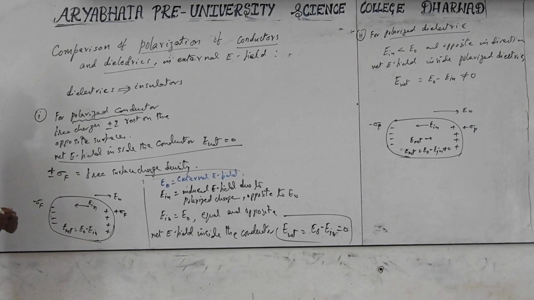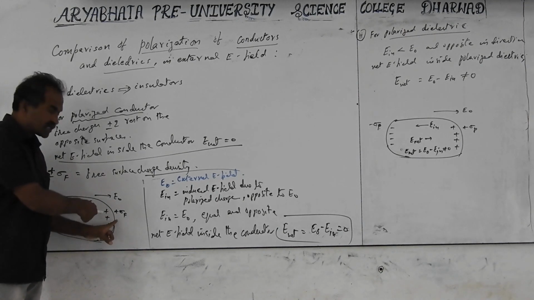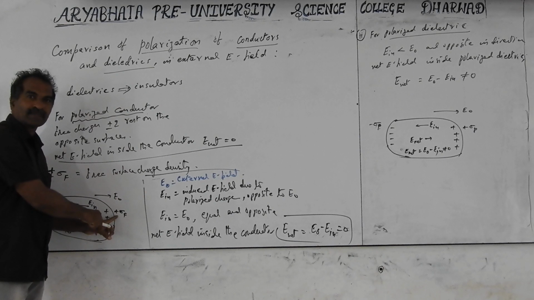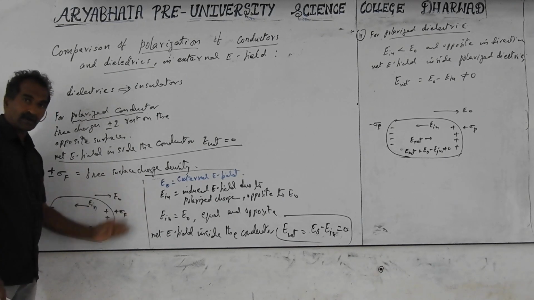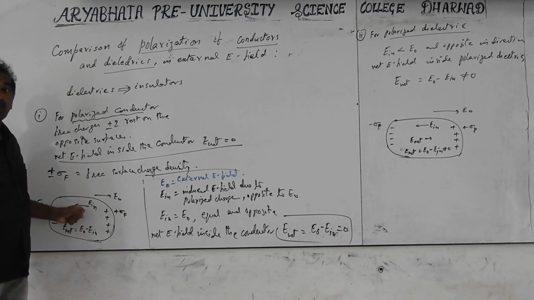That means, in the case of the polarized conductor, if you touch it, electrons will go from your body to the ground. If you touch this side, electrons will flow from the ground to this side so that it gets neutralized. Charges can move freely from the surface of the conductor to the surrounding medium. It is possible for polarized conductors.